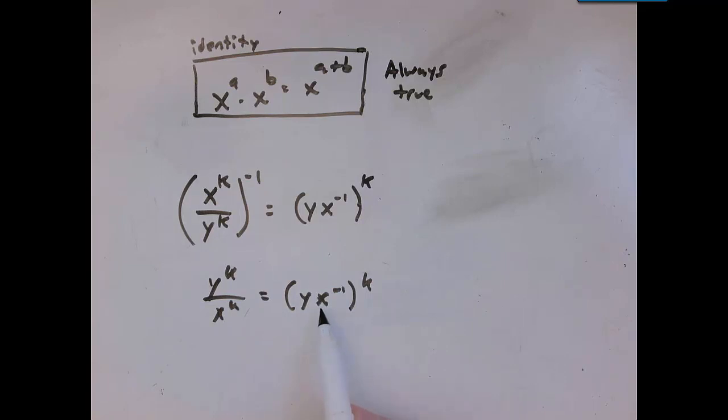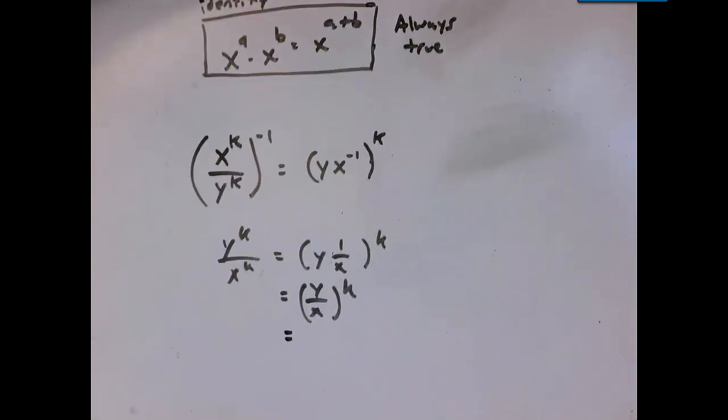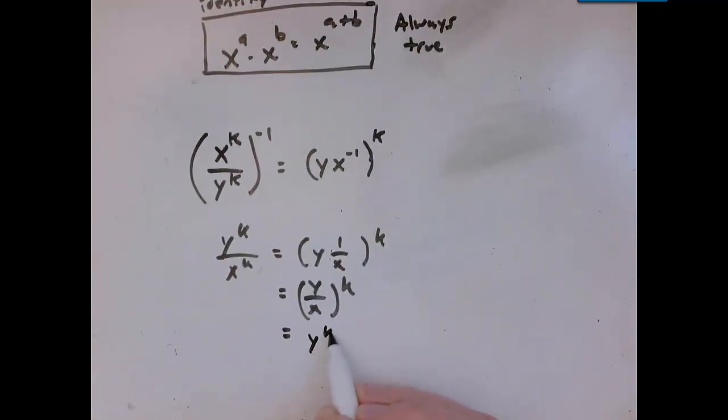Again, applying the definition of negative integer exponents, we've got y times x to the negative 1. x to the negative 1 is just 1 over x. So now this equals y over x, and that's all to the power k. And I know that this further simplifies as y to the k over x to the k. So now I've done it.